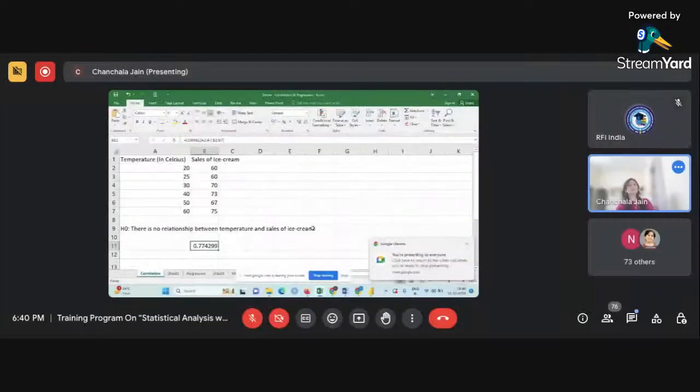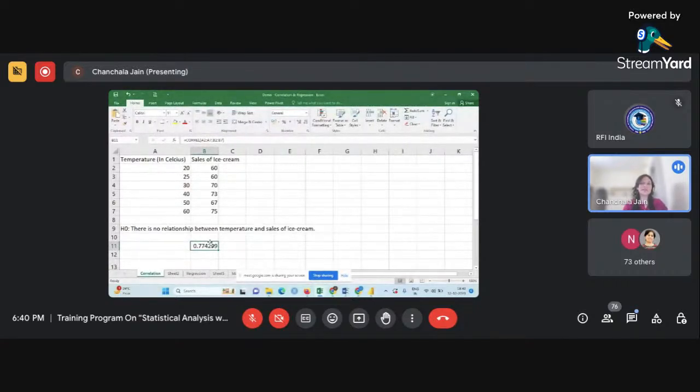So this way we can see that this is the value of correlation, which shows a very strong correlation. According to the data and this concept, we know there should be a strong relationship, because once the temperature increases, sales of ice cream generally increase. So there should be a positive and strong correlation, and we are finding that with the help of data also.